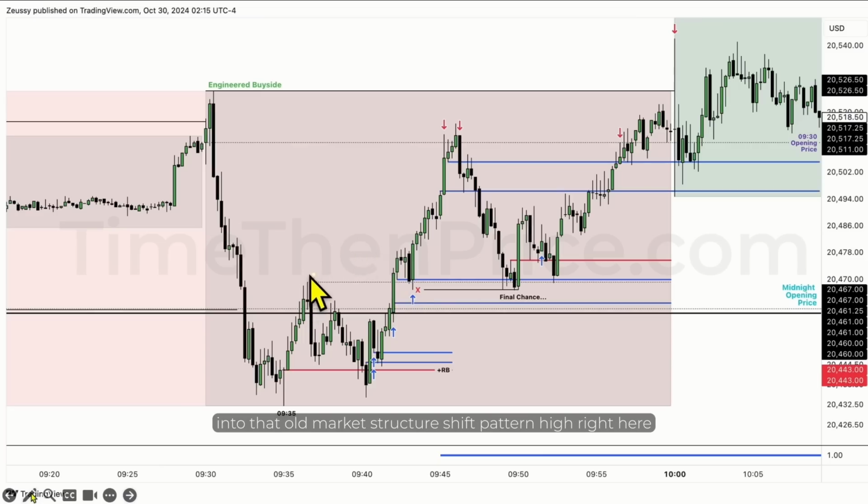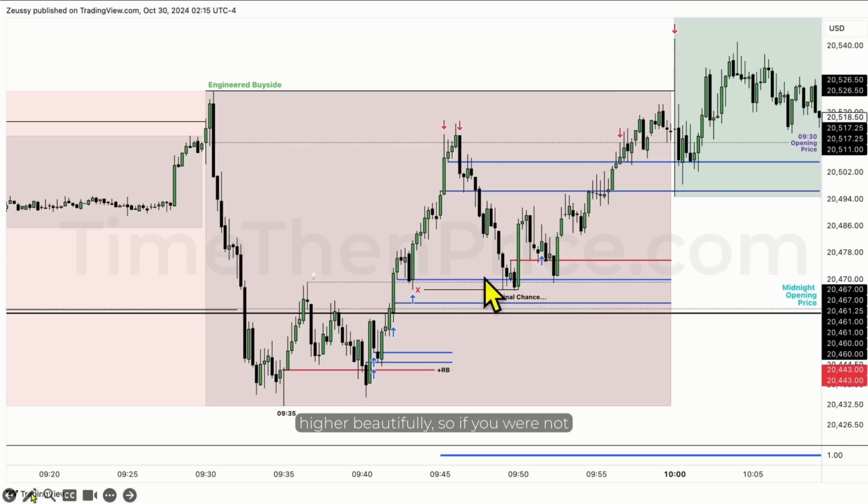Therefore, when I saw the market drop lower into this BC again, into that old market structure shift pattern high right here, I wanted to see the market form a low here and I wrote out in my live recording, final chance, meaning the final chance for the market to begin to expand higher into my anticipated direction. I was waiting for another low formation here, followed by a new buy program. Notice that we see a BC get created right here. Market retraces into a discount of that BC, and it then begins to expand higher beautifully.